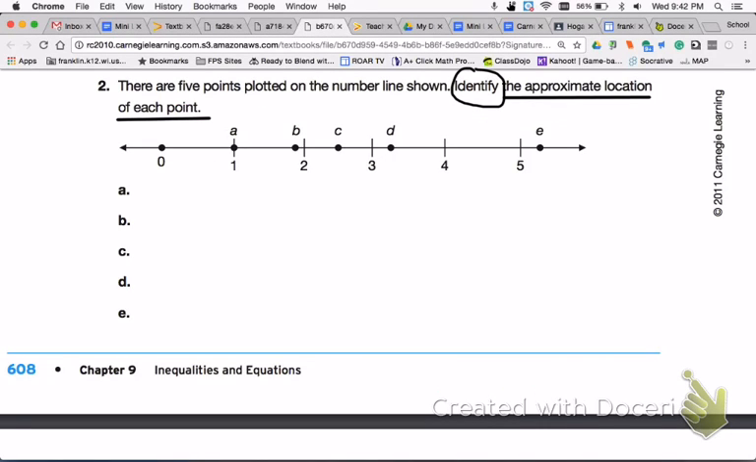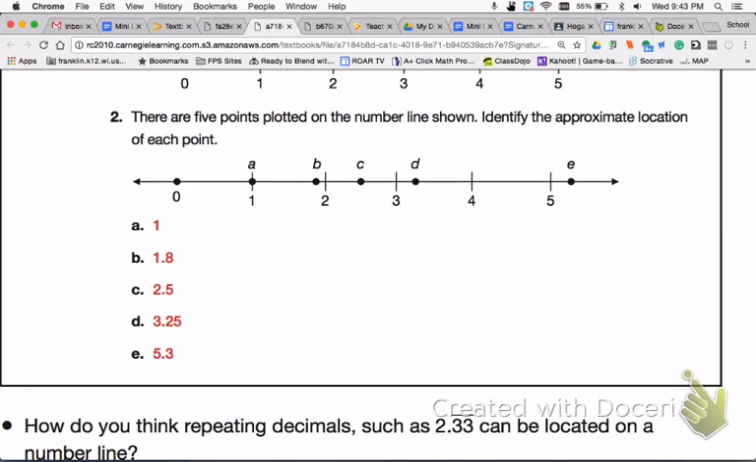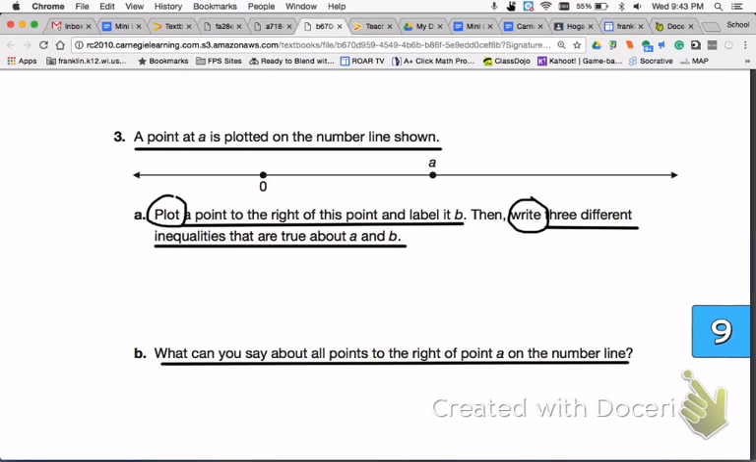Please answer number 2, letters A through E with your group members. For number 2, letter A, 1, B, 1.8, C, 2.5, D, 3.25, and E, 5.3. Please turn to page 609 and answer number 3, letters A and B with your group members.